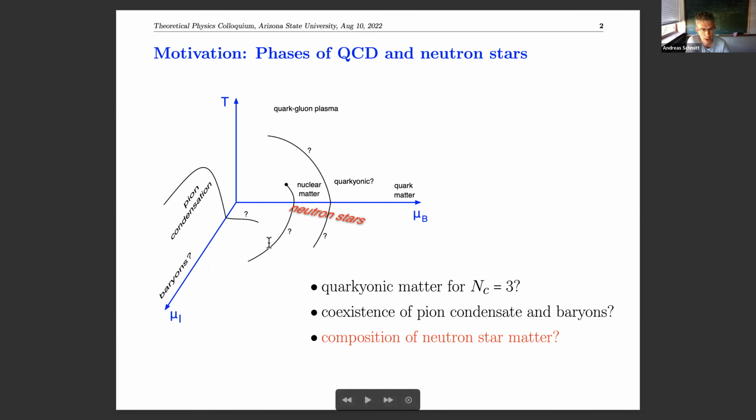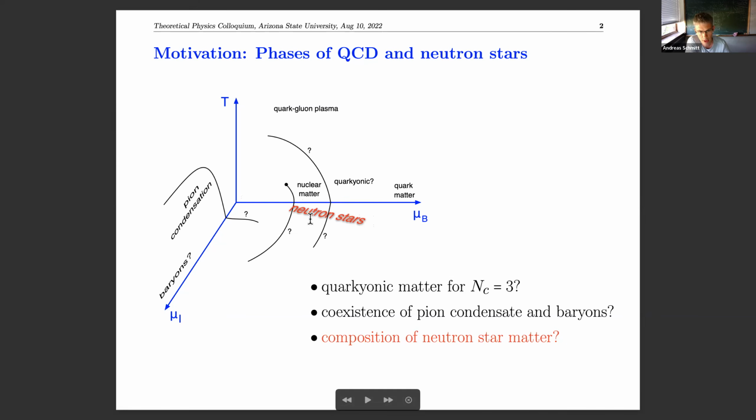So you might also ask, how are these lines connected? If we, for example, look at the mu_B, mu_I plane, there can be a coexistence of pion condensation and baryons. That's a question that people also ask in the neutron star context, so whether this propagates down in this plane here. And of course, the neutron stars somehow live here.